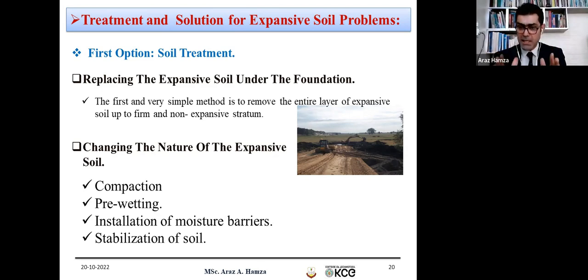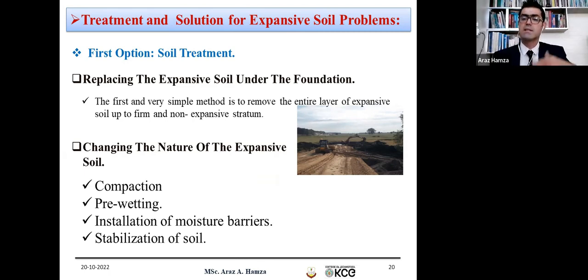The first technique that can be used for soil treatment is replacing the expansive soil under the foundation. This is the first and very simple method, used to remove and replace that soil. But we can use this technique only if there is a thin layer of expansive soil. If there is a thick layer, a high depth of expansive soil, it's not applicable.